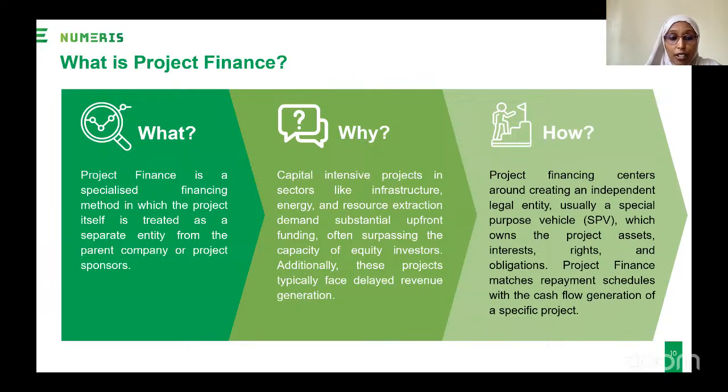So how is this done? It involves structuring funding around the specific cash flows and assets of the project, and the lending decision is normally determined by the project's potential success. The special purpose vehicle or the special purpose entity is the primary mechanism used to separate the project from the parent entity. This allows the company to take on bigger projects without negatively impacting the parent company's balance sheet.